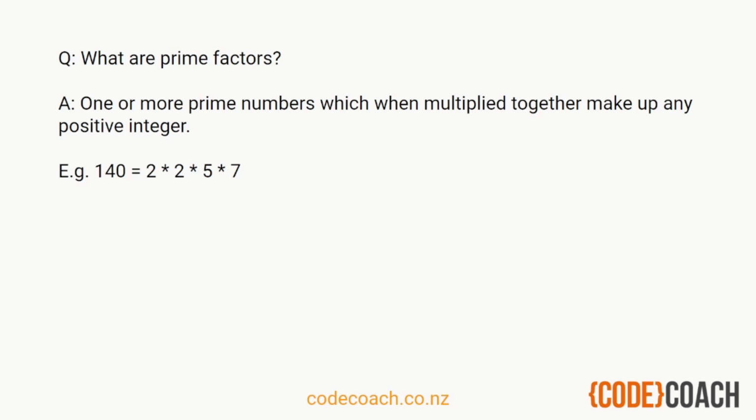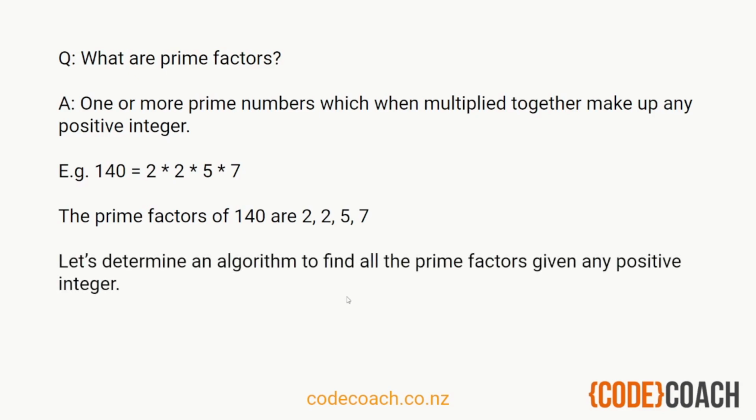and a prime number is any number that only divides by itself and 1. Like 7, for example, can't be divided by 2, 3, 4, 5, and 6, but it can divide by itself. 7 divided by 7 is 1, and of course it divides by 1. 7 divided by 1 is 7, so 7 is a prime number. So yeah, the prime factors of 140 are 2, 2, 5, and 7, and we want to generate that list. We want to find an algorithm to get, for any given positive integer, the prime factors.